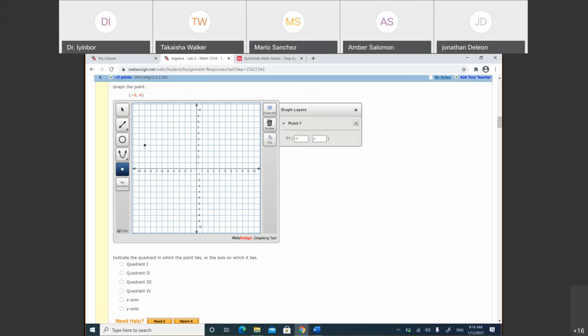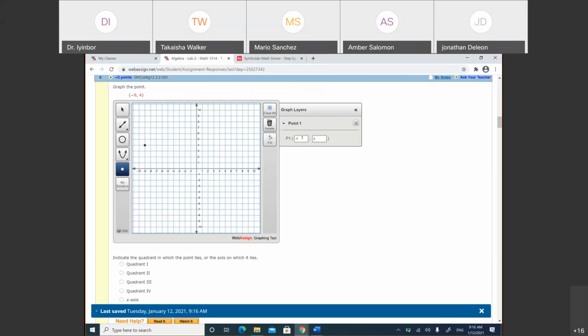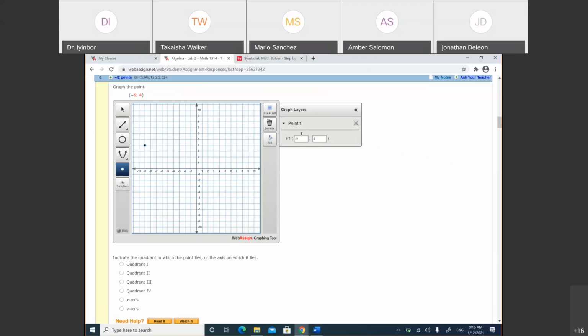So if you click in the wrong place, you can just come here, click at the point, and fix the coordinates, -9 and 4. Okay? And that's my graph. That's how you graph a point.